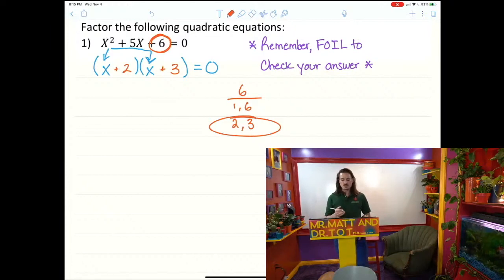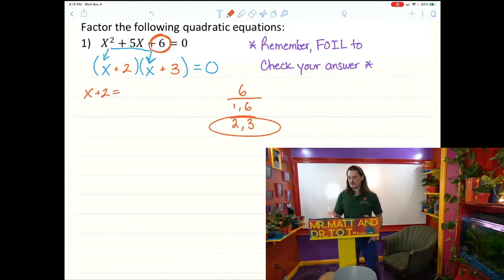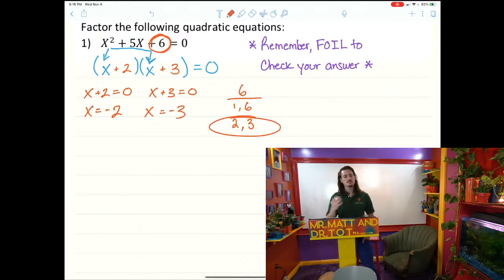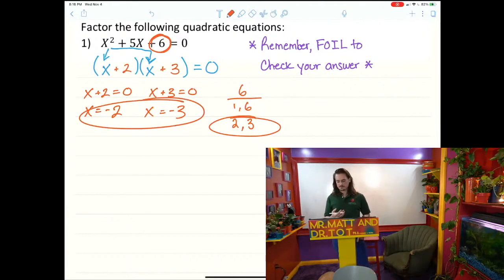I didn't ask you to solve here, but this allows you to then use the principle of zero products, which tells us that whenever we have two things multiplying into each other, if they're set equal to 0, then we could, if we wanted to solve, set each one of these products equal to 0 and solve for x. So in this example, x would be equal to -2 and x would be equal to -3. I didn't ask you to solve, but I just wanted to give you that information.